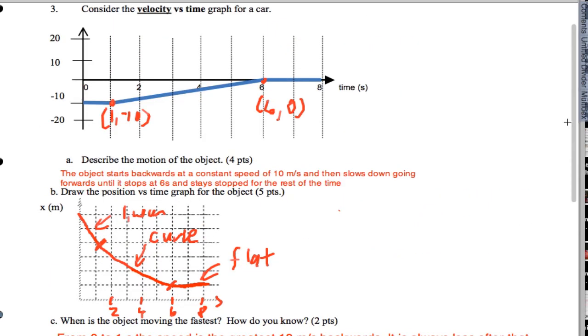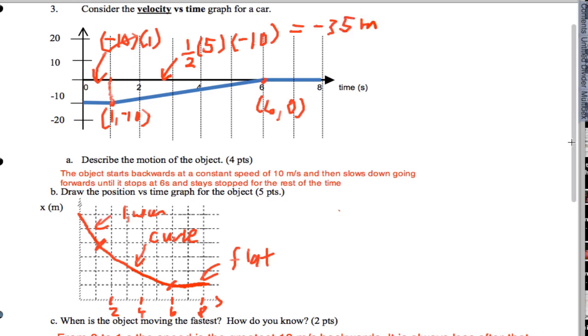So I'm just going to tell you, with this graph, I'd recommend getting the area. So this is going to be -10 times 1. I'm going to get the area of the triangle. So I'll do 1/2 base times height. So that's going to be 1/2 times the base, which goes from 1 to 6, which is 5, times the height, which ends up being -10. And so when I add these two up, I'm going to end up getting -35 meters. That's one way of doing it.